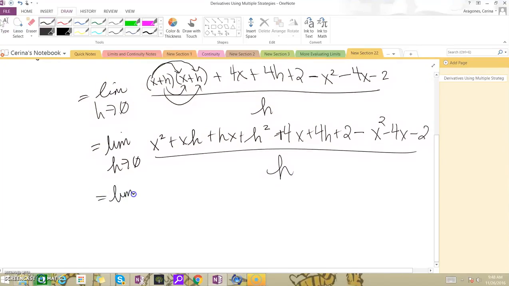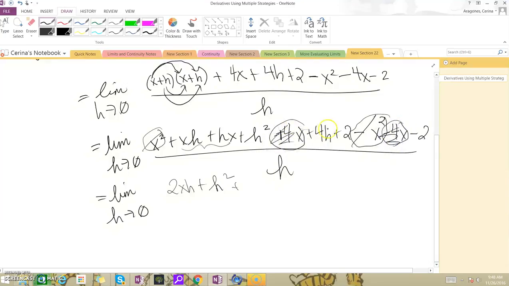What's the limit as h approaches 0? This cancels this one out. These get combined into 2xh plus h squared, plus 4x minus 4x gets canceled out. Then we have a plus 4h, and then plus 2 minus 2 also gets canceled out. So then we are left with all over h.